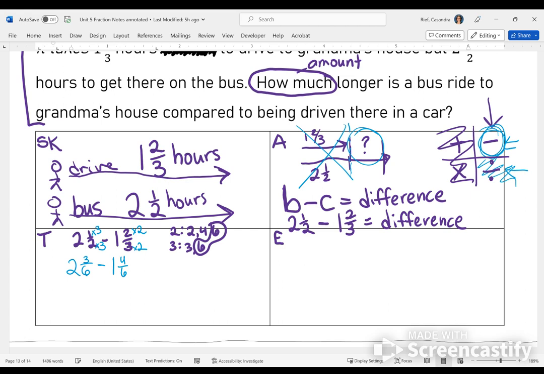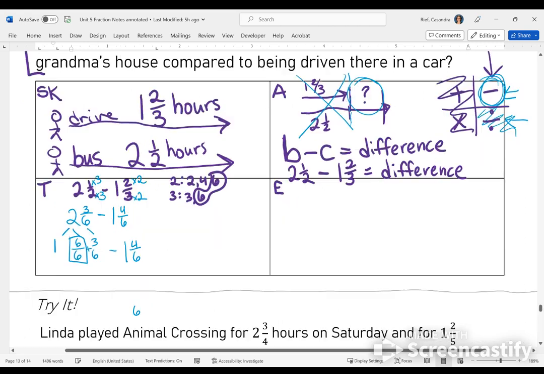Oh, but that's a problem. If I only have 3/6, I cannot subtract 4/6 from that. I'm going to need to borrow from my whole number and cut it up into sixths. So I'm going to split my 2 up into 1. And since I'm working with sixths, I'll cut the other whole number up into 6/6 and bring down my 3/6. And I'm still subtracting 1 and 4/6.